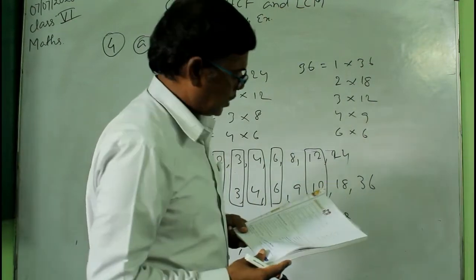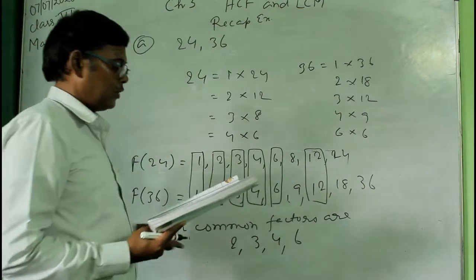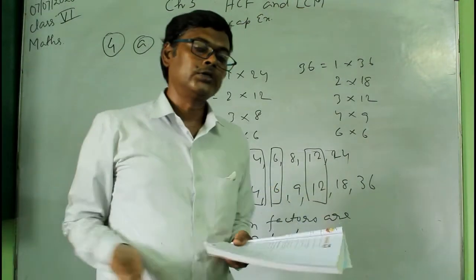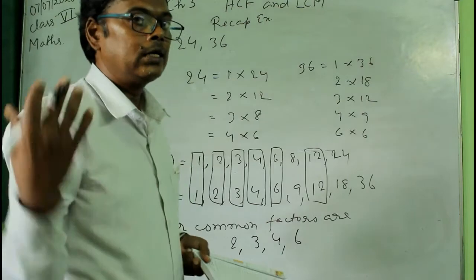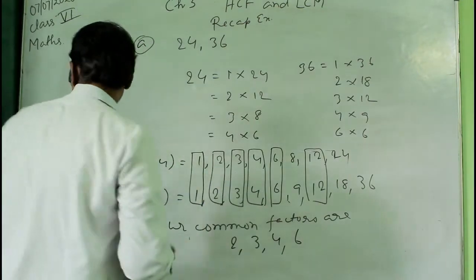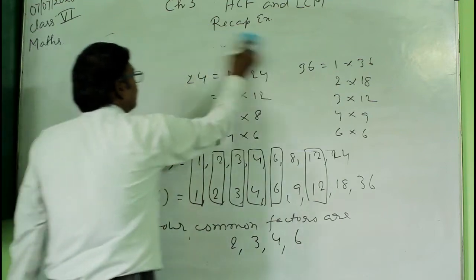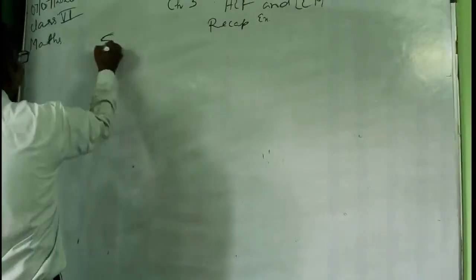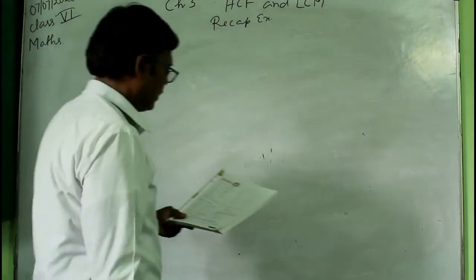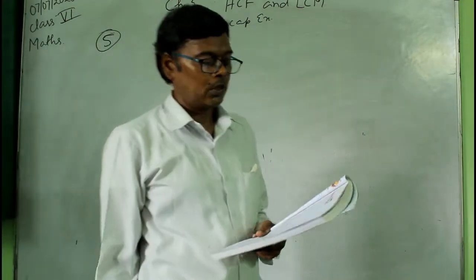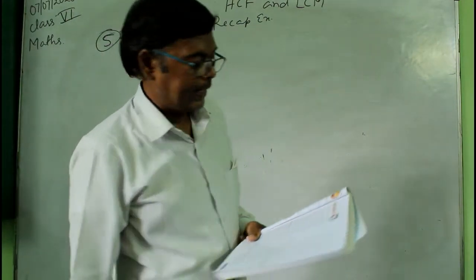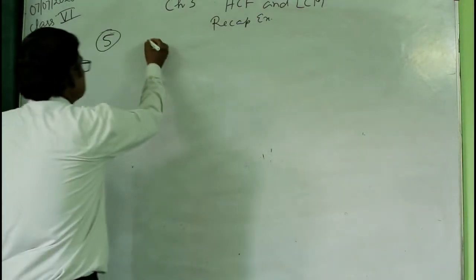Okay, so now question number 5. You will solve the other questions like B, C and D yourself, because this is the recap exercise. So in question number 5, you have to find the multiples. Write the 4 common multiples of 12 and 18. This is easier.